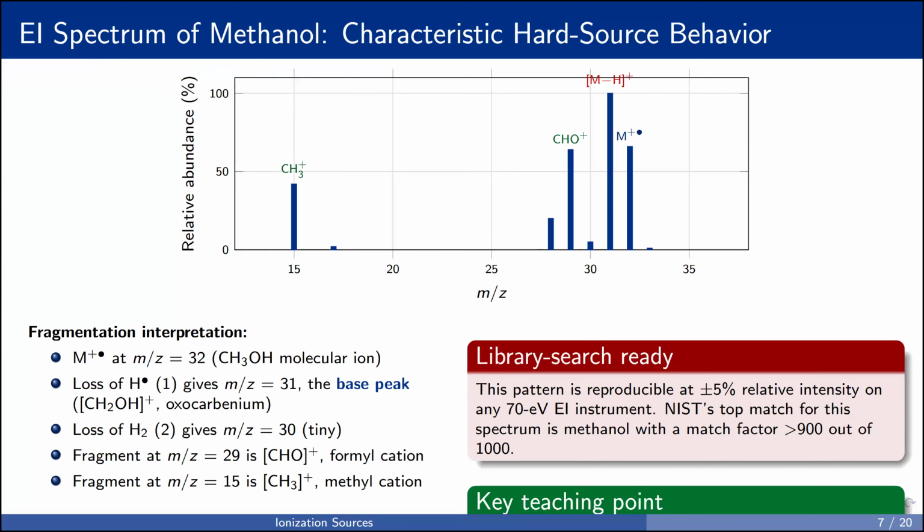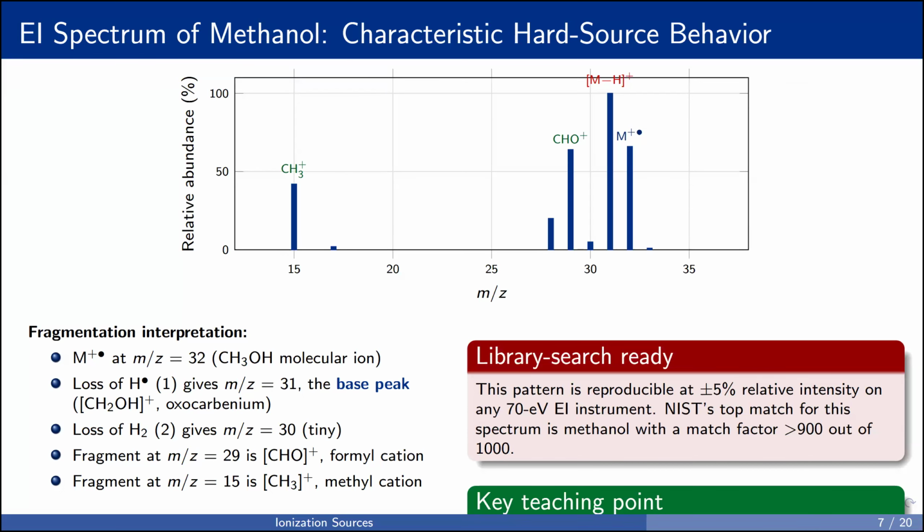The base peak at m/z 31 is the ion CH2OH plus, formed by losing a hydrogen radical from the molecular ion. This is the oxocarbenium cation, stabilized by resonance through the oxygen lone pair. It's so stable that it forms preferentially. Then we see smaller peaks at m/z 30, 29, 15. Each one is diagnostic of a particular loss. The m/z 15 peak is the methyl cation formed by breaking the carbon-oxygen bond and keeping the charge on the carbon.